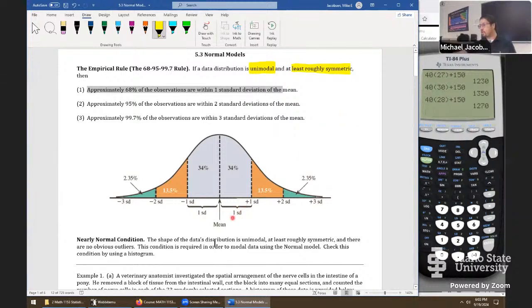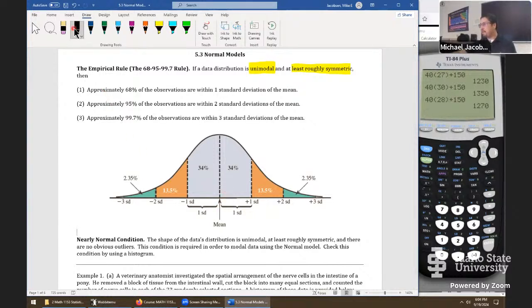As a picture, this is what it looks like. The mean goes here. If you subtract one standard deviation from the left and add one standard deviation to the right, we have 34% on the left, 34% on the right in this, I guess that's a purple region, kind of a pastel color. That's the 68% in the rule so far.